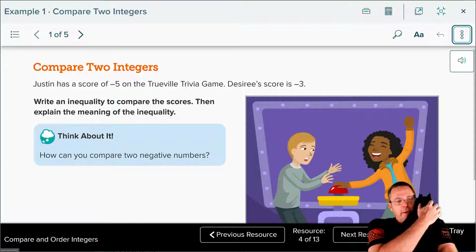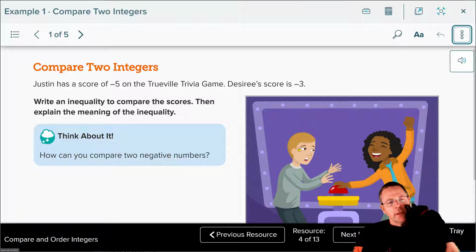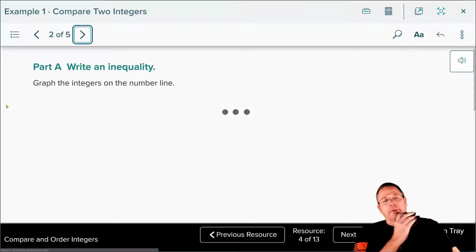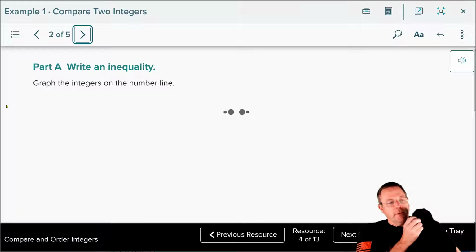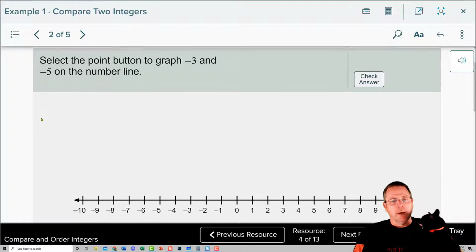Desiree's score is a -3. Write an inequality to compare the scores and then explain what it means. It asks, how can you compare two negative numbers? Well, the best way to think about doing that is to use a number line. So part A says write an inequality, graph the integers on a number line, and that's exactly what we are going to do. The instructions say select the point button on the graph to graph -3 and -5 on the number line, and then check our work.